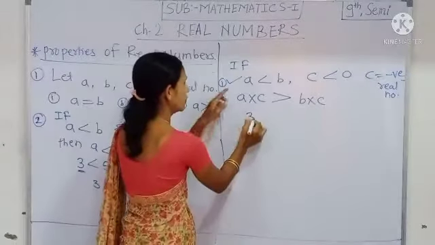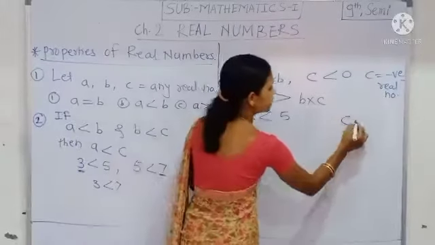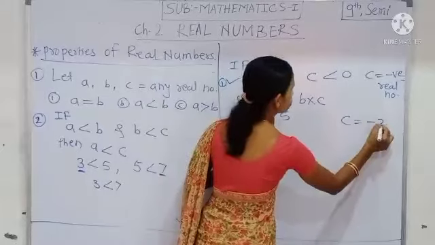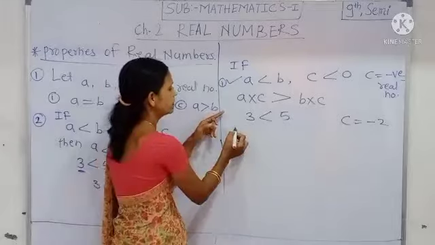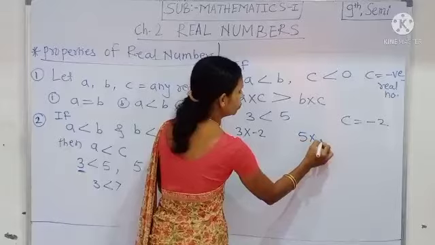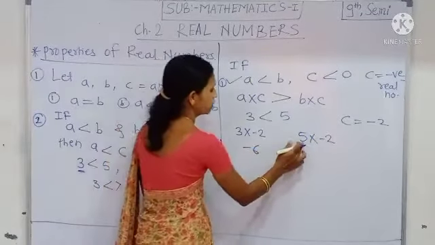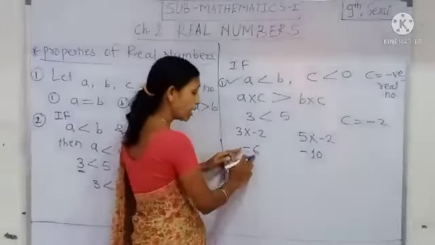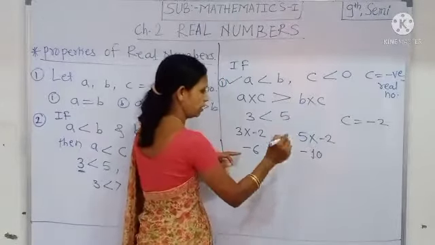See here, if 3 is less than 5 and here C is a negative number, that is minus 7, or taking minus 2 here, any negative number you have to take here. Then here 3 into minus 2 and 5 into minus 2. Then 3 into minus 2 is minus 6, 5 into minus 2 is minus 10. Therefore here minus 6 is greater than minus 10.